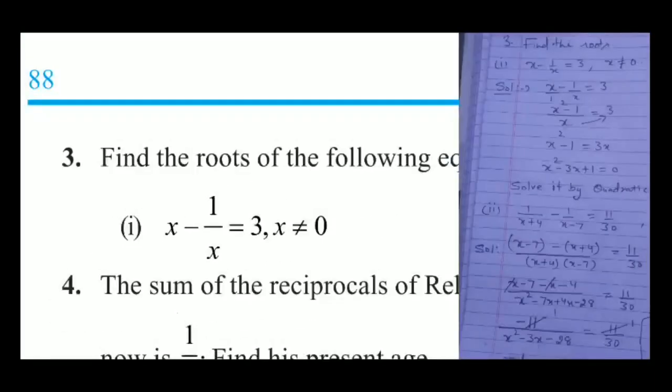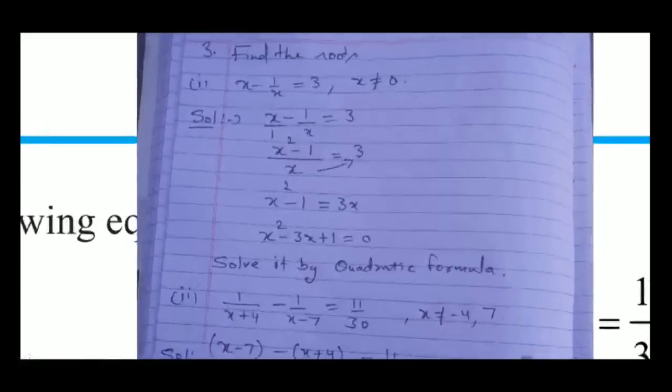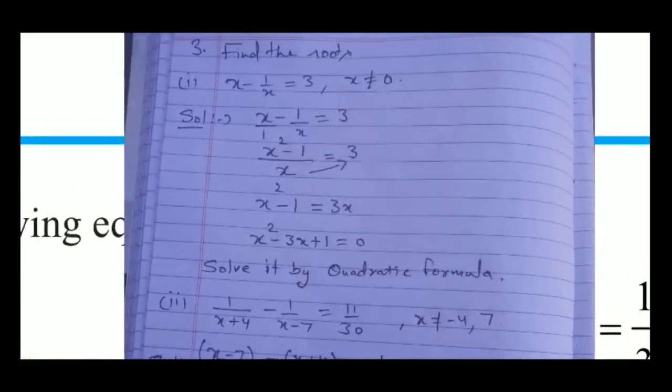You can see in question number third, again we will find the roots of the following equation. This time your statement is x minus 1 upon x equals 3, where x is not equal to 0. Now you can see the solution of the same part. In the very first step, you will find the LCM of the left hand side. After getting the LCM, that is x, you will get x square minus 1 in the left hand side, which is equal to 3, and then do cross multiplication.